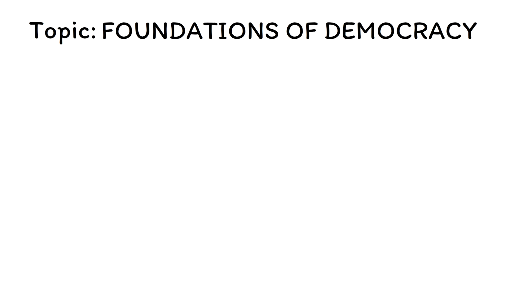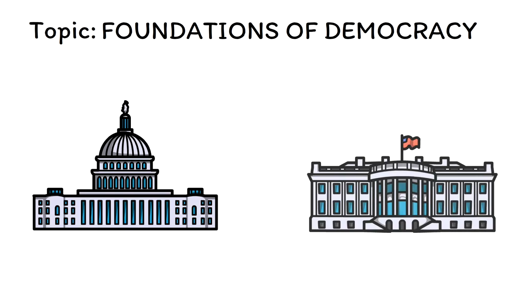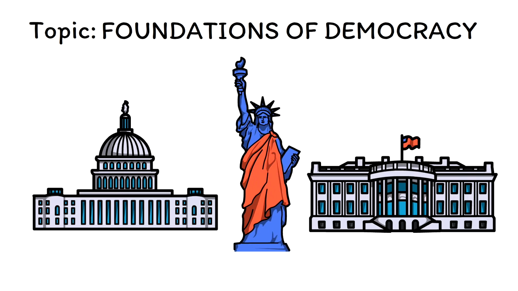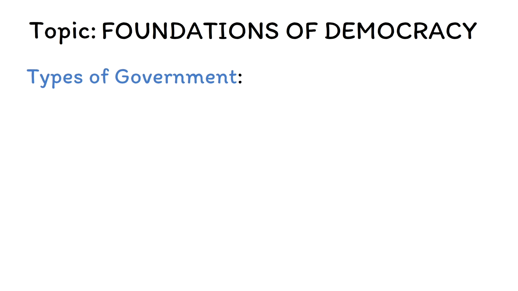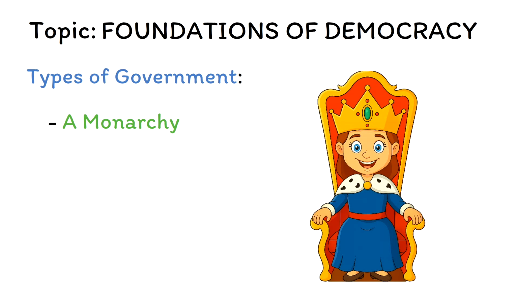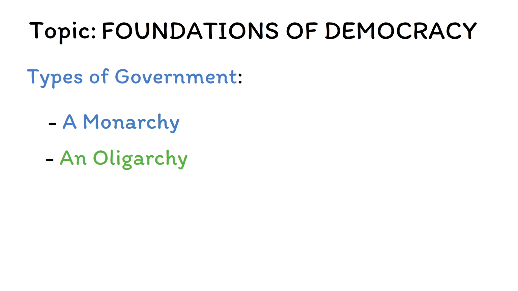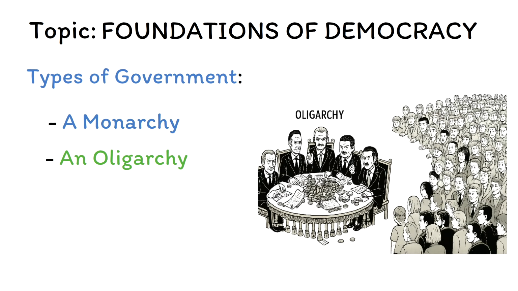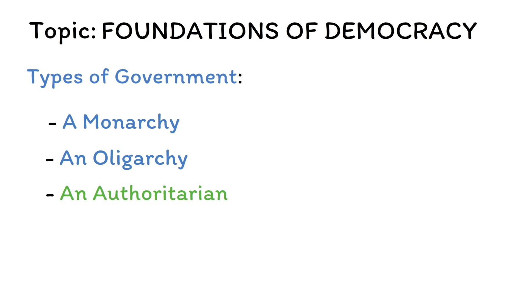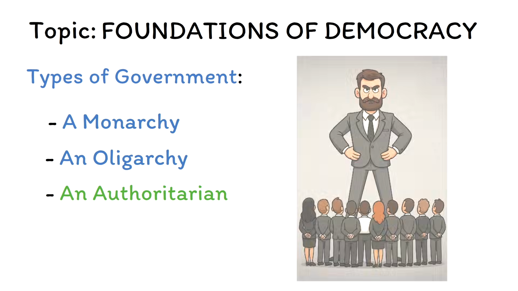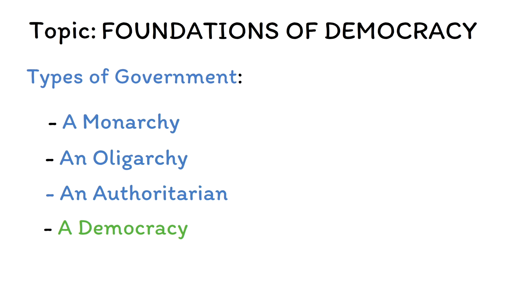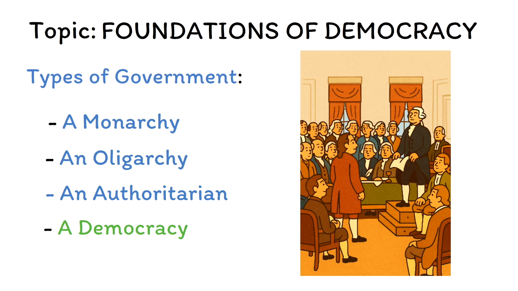Okay, the first topic is the foundations of democracy. This is all about the big ideas behind the U.S. government. First, you'll need to know the basic types of government. You'll see questions that expect you to know the difference between a monarchy, which is ruled by a king or queen, an oligarchy, which is ruled by a small group of wealthy people, an authoritarian or dictatorship, which is ruled by one powerful leader, and a democracy, which is ruled by the people.